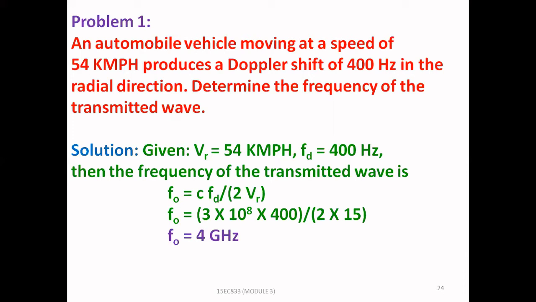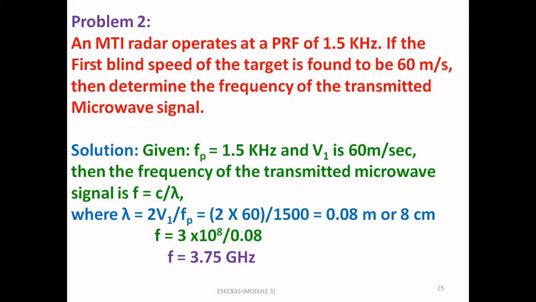Solution. Given Vr equal to 54 km per hour, Fd equal to 400 Hz, then the frequency of the transmitted wave is F0 equal to C into Fd divided by 2 into Vr. F0 equal to 3 into 10 power 8 into 400 divided by 2 into 15. F0 equal to 4 gigahertz.